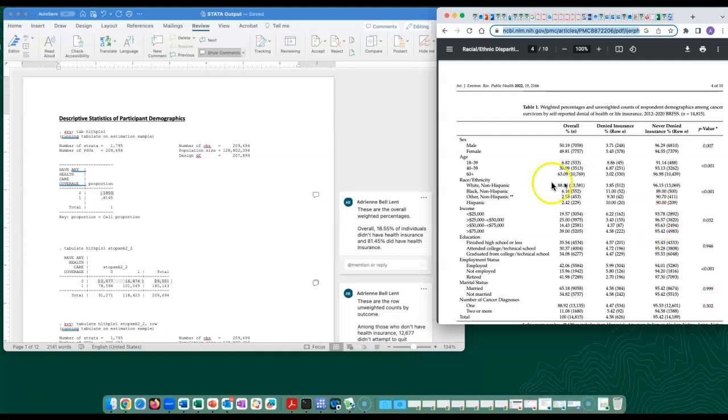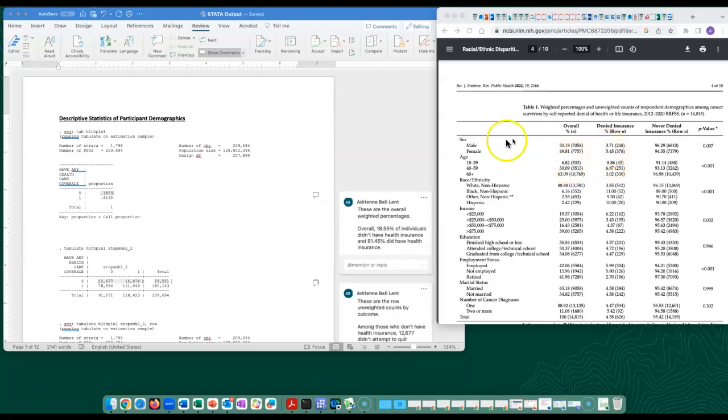So on this side of the screen, I have the Table 1 from the example paper that I've given you. And you'll see that you've got your overall in your sample, the percent and the N, according to these different demographic variables. So we'll use sex as an example. You've got in the overall sample, 50.19% of respondents were male, and the actual count was 7,058. 49.81% of the respondents were female, and the overall count is 7,757.